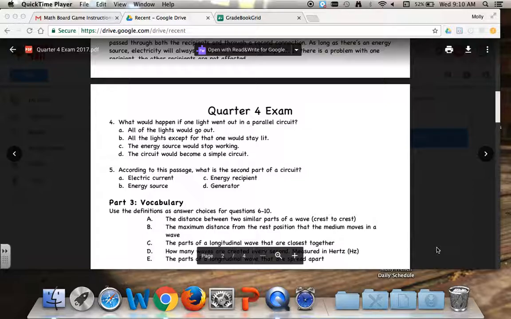Number 5. According to this passage, what is the second part of a circuit? A. An electric current. B. An energy source. C. Energy recipient. Or D. Generator.